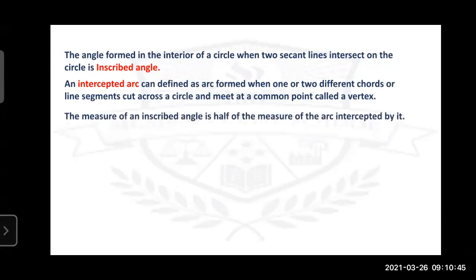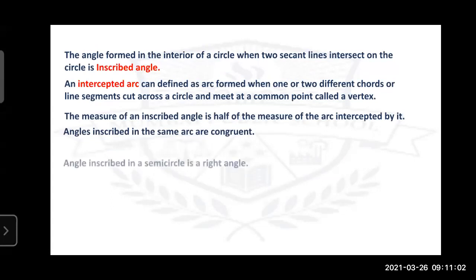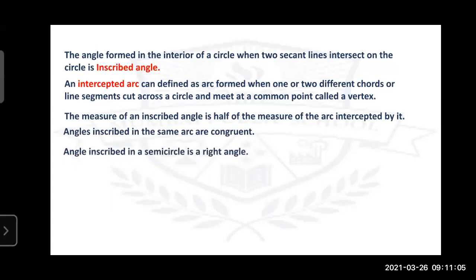Okay, and the measure of an inscribed angle, that is a very important point. The measure of an inscribed angle is always half of the measure of the intercepted arc. Means the inscribed angle is half of the intercepted arc. So angles inscribed in the same arc are congruent. Means if the arcs are equal, then the inscribed angles are always congruent. An angle inscribed in a semicircle is a right angle. Semicircle means the measure of the whole circle is 360, and half of it, that is 180, is called a semicircle.